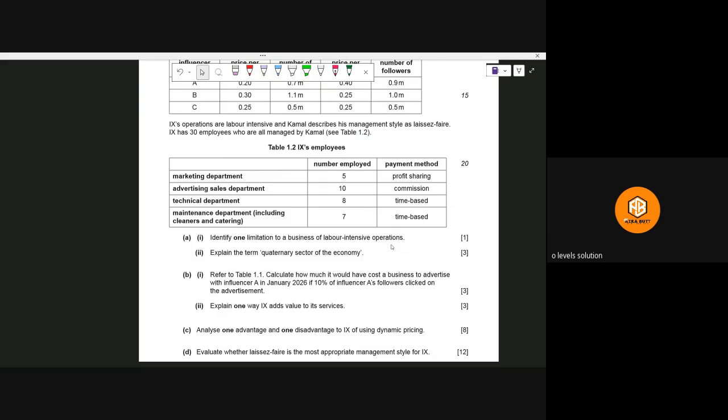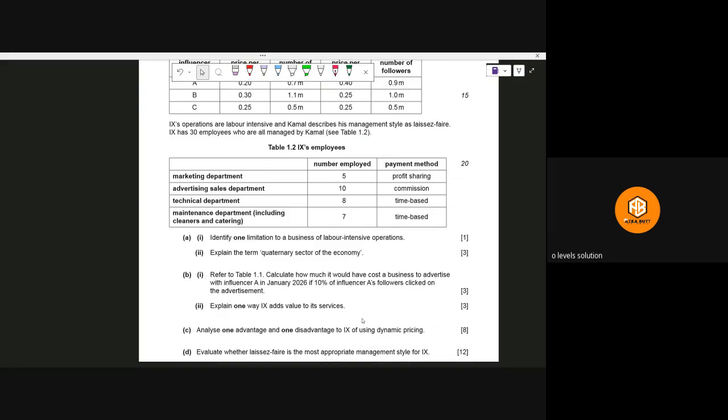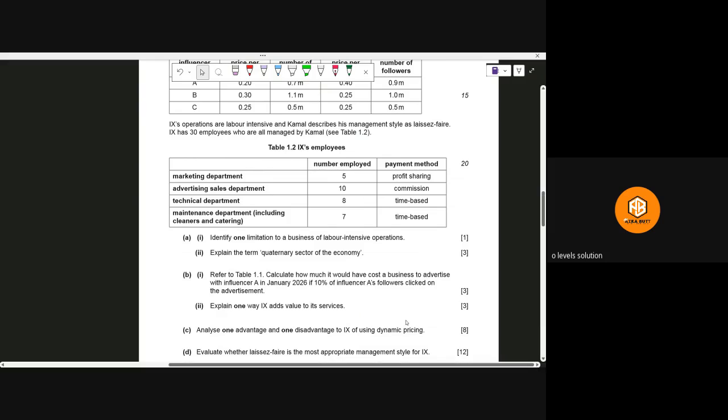Okay, so the first question is identify the one limitation to a business of a labor intensive operation. Labor intensive means that they have more labor and less machinery. So the one limitation of the labor intensive could be that there is a high labor cost, because in machinery we just have to incur the first-time cost when we purchase the machinery. Otherwise, machinery is less expensive in terms of variable cost, but in labor intensive, the high labor cost is there.